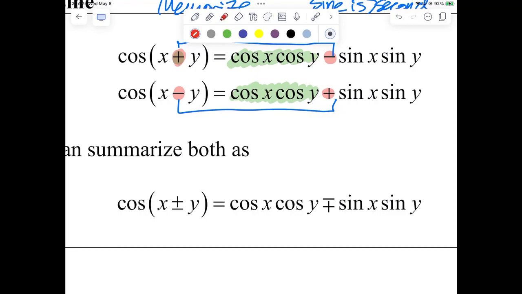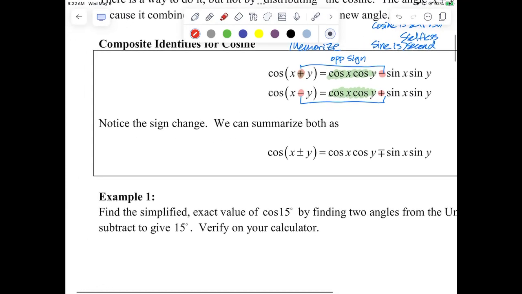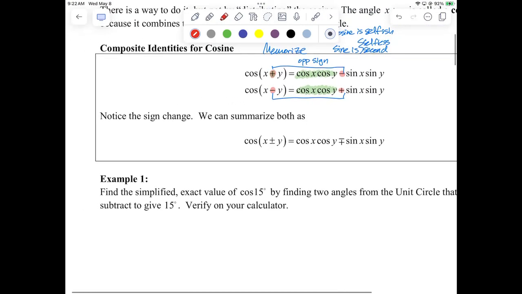Cosine of x plus or minus y is cosine, cosine, and then it's minus plus. That means that you change the sign, right? When it's flipped like that, that means you change the sign of sine x, sine y. All right, change the sign, cosine goes first. Let's try it out. Let's see what we could do to help us remember this.